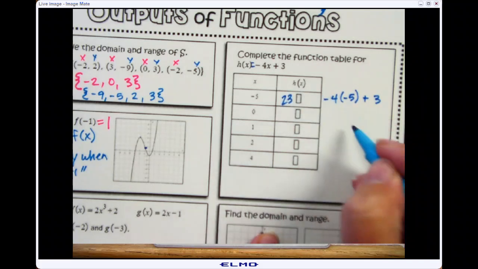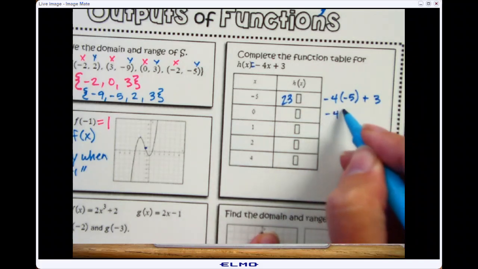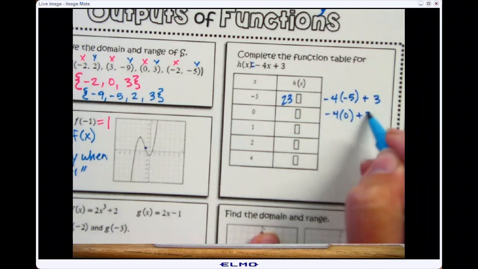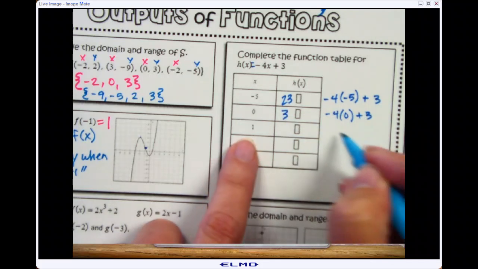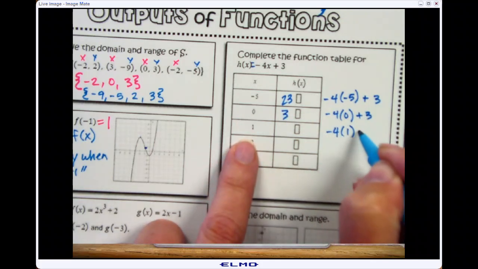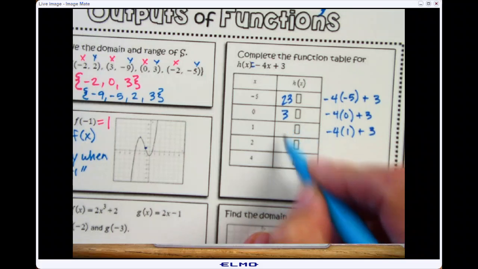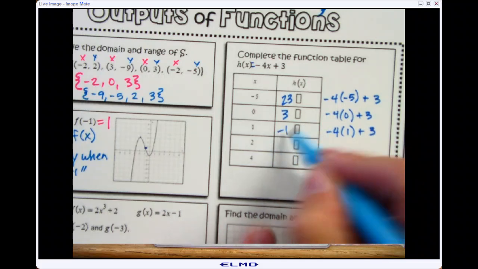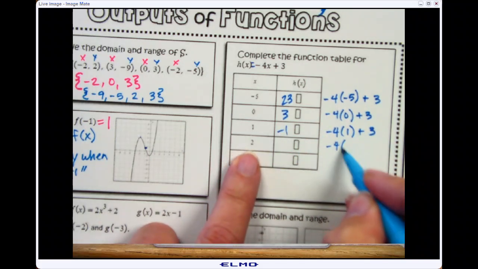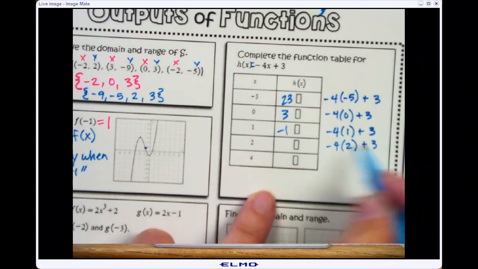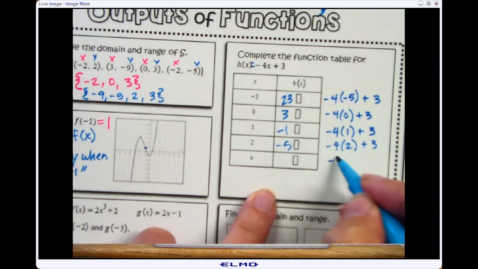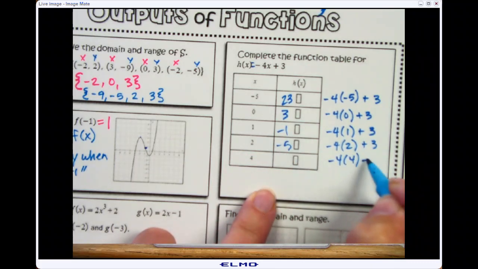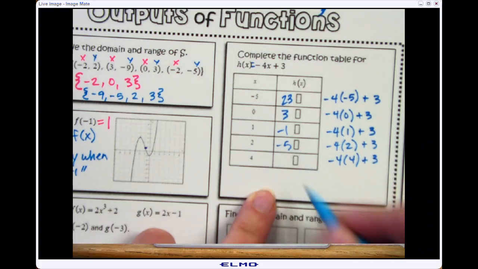23. Now it says plug in 0. Negative 4 times 0 plus 3. 3. Plug in 1. Negative 4 times 1 plus 3. You guys are really fast at this. Negative 4 times 2 plus 3. And negative 4 times 4 plus 3. Negative? Yeah, good.